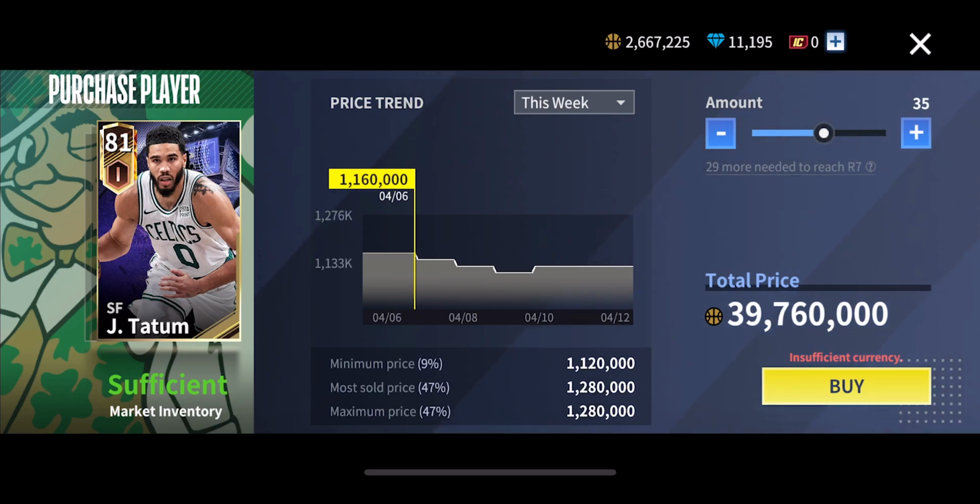This takes into account how many cards of the same player you actually have in your inventory at the moment. So say if I wanted to completely max out the Jayson Tatum, I don't have a single one in my inventory, so I need to buy 64, and that will cost me 74.5 million coins. And of course, I don't have that, so I can't hit buy. However, if I were to purchase just once, I'd be able to hit buy, and that will straight away come into my inventory.